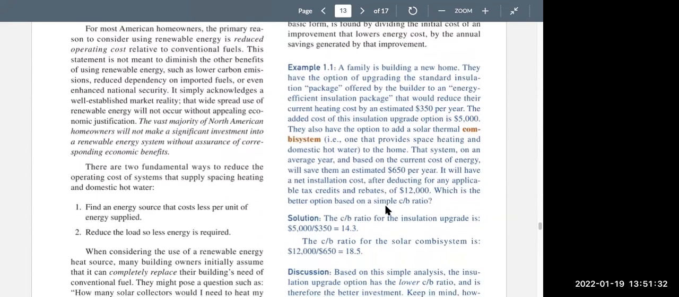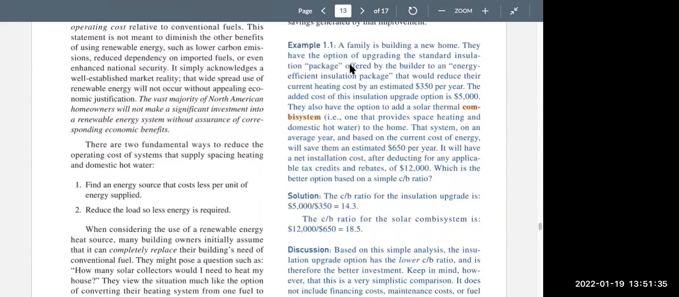Okay. So we have a family building a new home. They have an option of upgrading the standard insulation package. So we're talking about, do we want to add insulation to our house, or do we want to do something else? The calculation would show that we would reduce our heating bill by an estimated $350. But the added cost of the insulation would be $5,000.